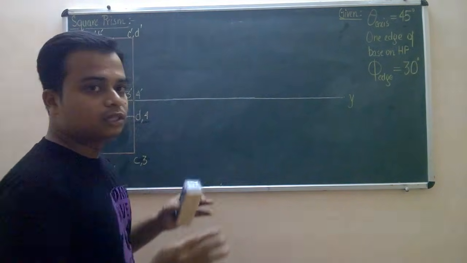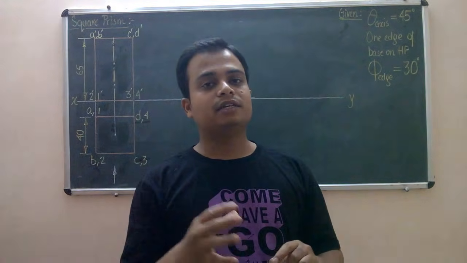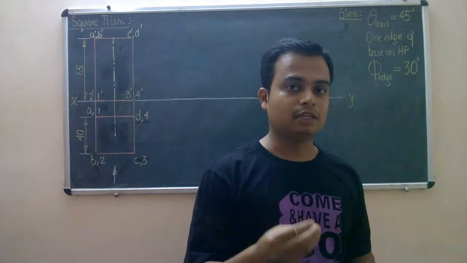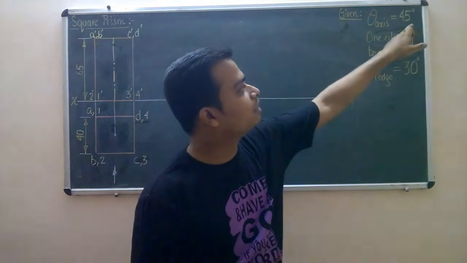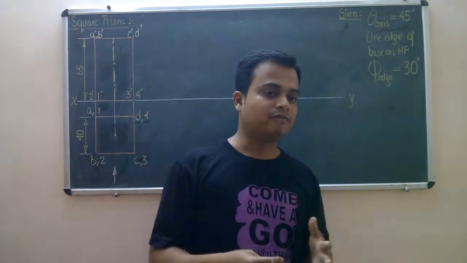Well, as far as step 2 is concerned, you must be knowing that we always incline the axis. A particular axis inclination has been given in the problem. As far as the axis inclination is concerned, it has been given as 45 degrees, right? So right now, we're going to incline the axis by 45 degrees.